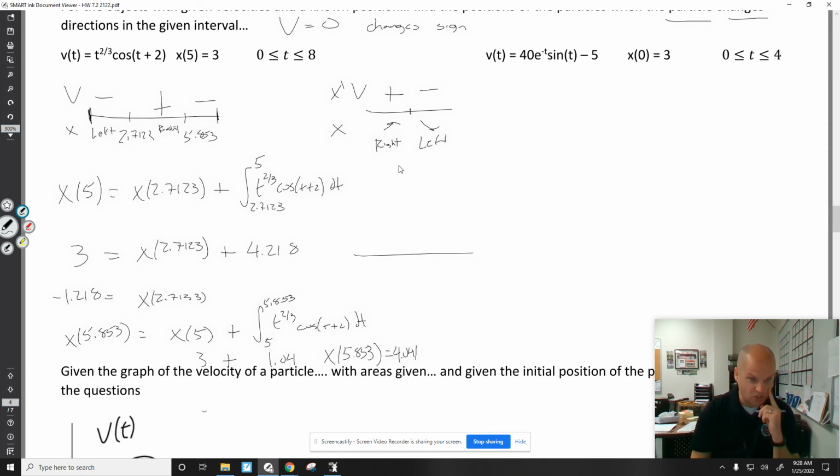Let's think about my dude's motion. I know his position at 2.7123 seconds was negative 1.218. Here he is at the 2.713 second. I know he gets to a position of 3 after the 5th second. And then I know he gets to a position of 4.041 at the 5.853 second.